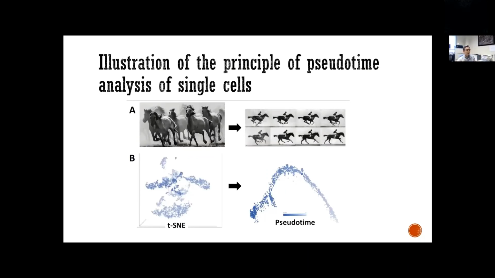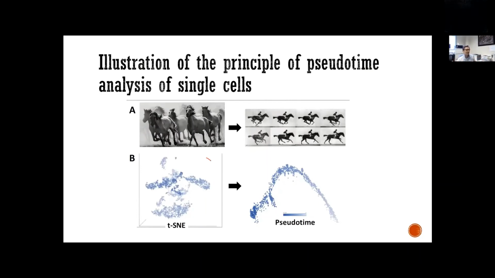If you want to study the gallop, the movement of the horse, but you don't have a video camera, what you have is a picture of a lot of horses. What you can do is to put the individual horses in order by their similarity and form a so-called pseudo-time series. Then you probably have some idea what's going on there.